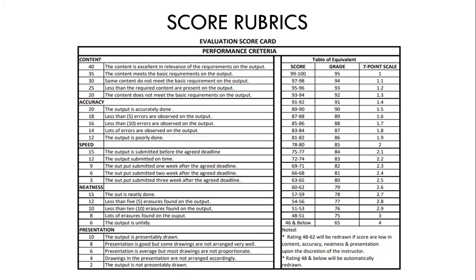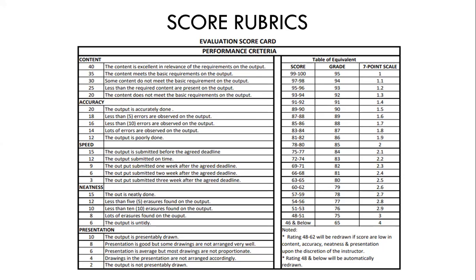So overall, if you have a score of 46 and below, the output is automatically withdrawn. So far, there's no output na gipa-redraw, no? If you're gonna focus on how to aim or how to get a high score, just refer to this table.